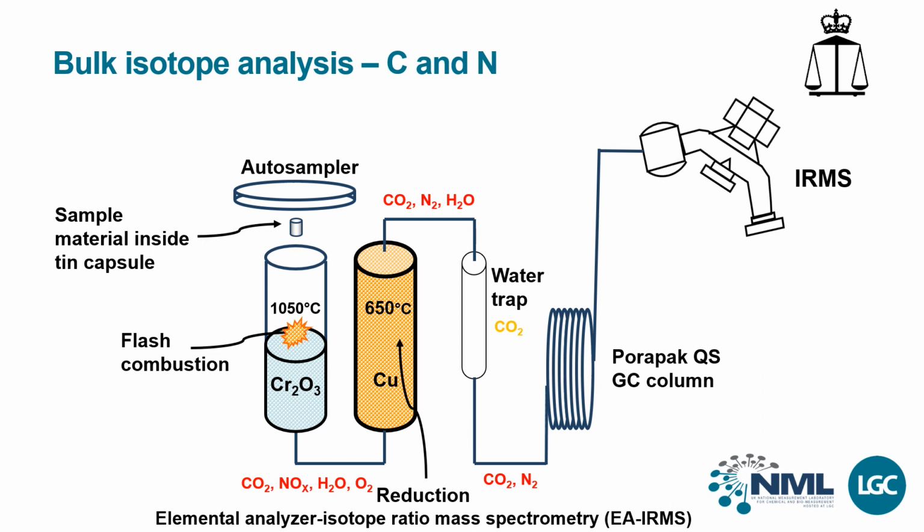Next, the carbon dioxide and nitrogen gases are separated, either by chromatographic methods as shown here, or using a gas-specific purge and trap system. These two gases then enter the ion source of the mass spectrometer sequentially, but sufficiently separated in time to allow measurement of both carbon and nitrogen isotope ratios during a single analysis.